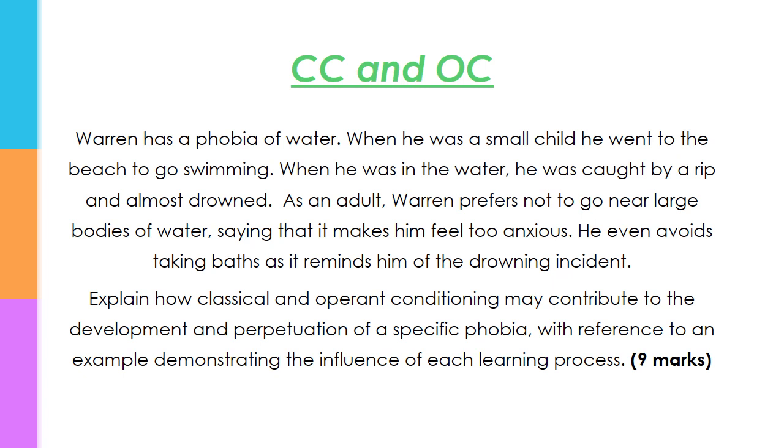So this is a 9 marker. This is a good example of a 9 marker where you can break it down quite easily into the subsections and where you can use subheadings to help organize your response. So Warren has a phobia of water. When he was a small child, he went to the beach to go swimming. When he was in the water, he was caught by a rip and almost drowned. As an adult, Warren prefers to not go near large bodies of water, saying that it makes him feel too anxious. He even avoids taking baths as it reminds him of the drowning incident. Explain how classical and operant conditioning may contribute to the development and perpetuation of a specific phobia, with reference to an example demonstrating the influence of each learning process.